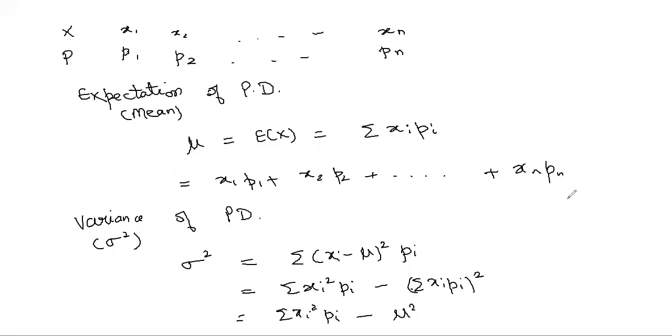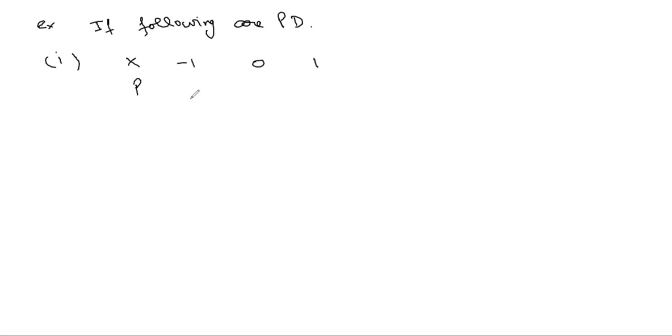Now let's discuss a few examples. So we have to check if the following are valid probability distributions. First of all, there is a random variable and corresponding probability. Let's say the random variables are -1, 0 and 1, while the probabilities are 1 by 4, 1 by 2 and 1 by 3. So probabilities are positive. So we have to check whether the sum is equal to 1 or different from that.